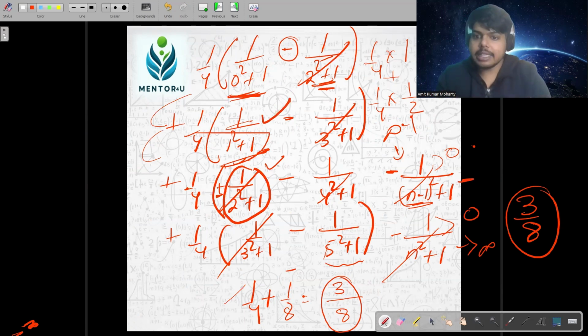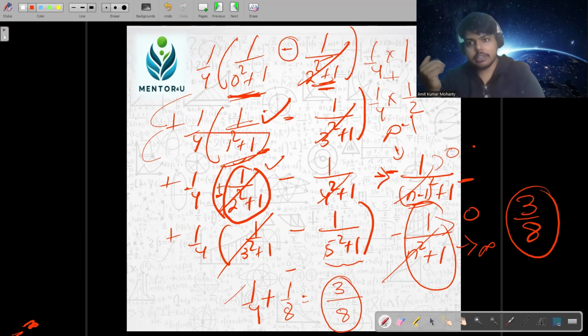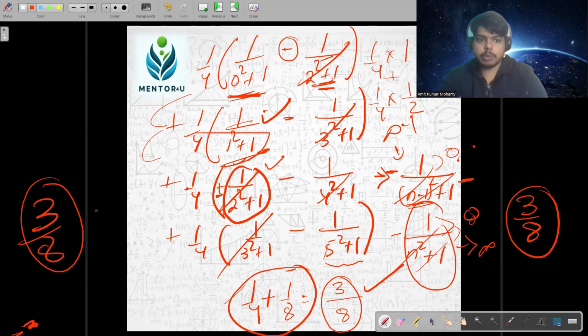Clear? Now, in the last two terms, if I apply n as infinite, what am I getting? 1 by infinite square, which is 0, because the infinity is in the denominator, and in the next term also the infinity is in the denominator. As a result, the last two terms are 0 and 0. And what are the values of the first two terms? The first term is 1 by 4, and the second term is 1 by 8. So 1 by 4 plus 1 by 8, I'm getting the ultimate value as 3 by 8, and 3 by 8 is the answer for this particular question.